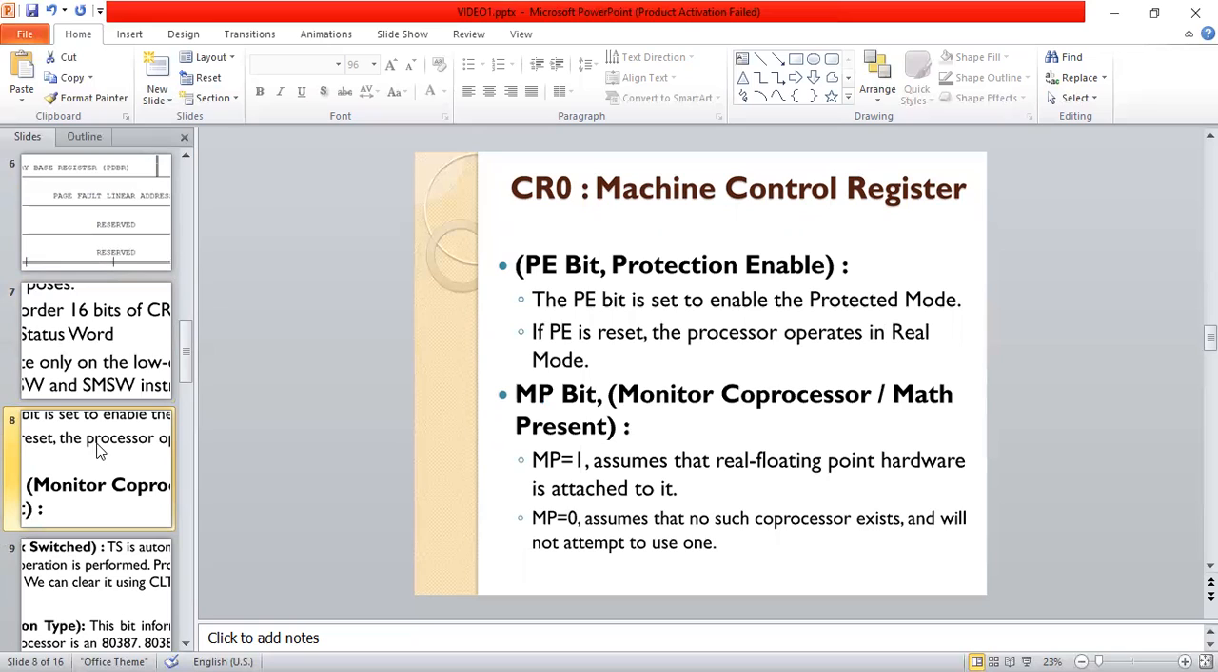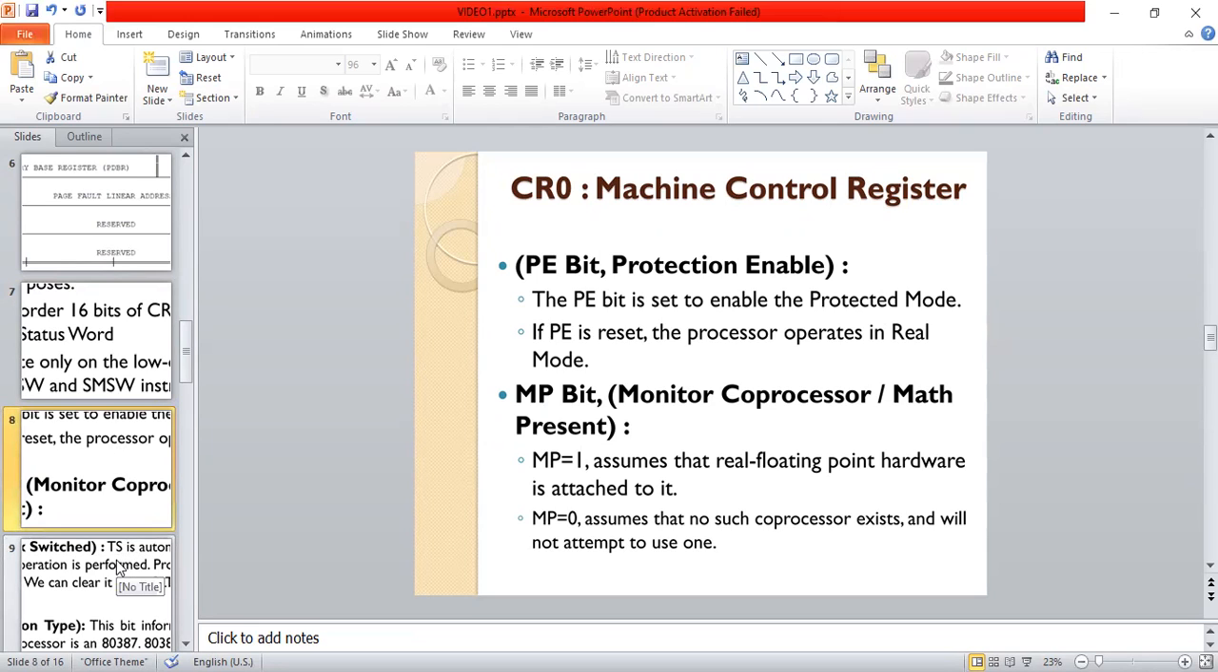CR0 machine control register, PE bit, that is protection enable. The PE bit is set to enable protected mode. If the PE bit is reset, the processor operates in real mode.